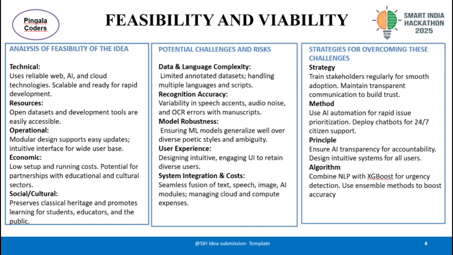Finally, strategies for overcoming these challenges: train stakeholders regularly for smooth adoption, maintain transparent communication to build trust. Use AI automation for rapid issue prioritization, and deploy a chatbot for 24-hour citizen support. In principle, ensure AI transparency for accountability, and design an intuitive system for all users. Lastly, the algorithm combines NLP with XGBoost for detection, and uses an ensemble method to boost accuracy.